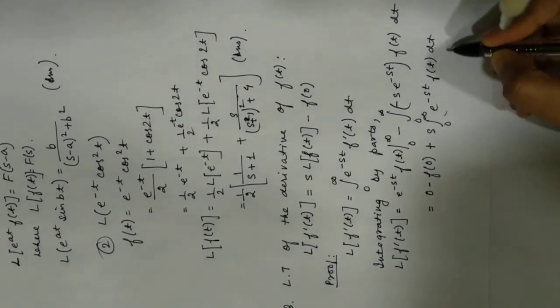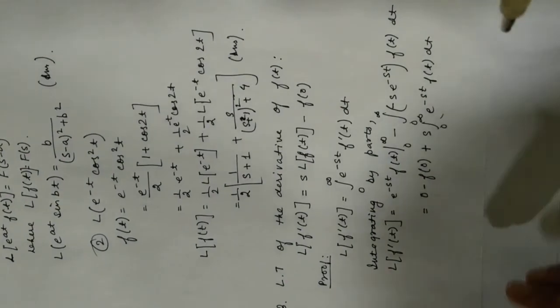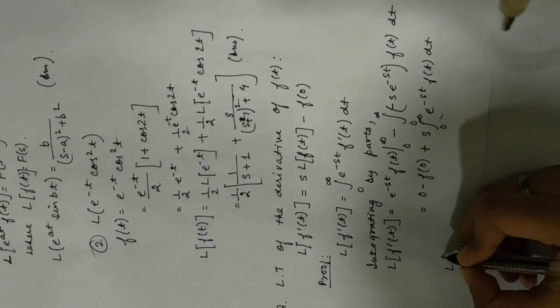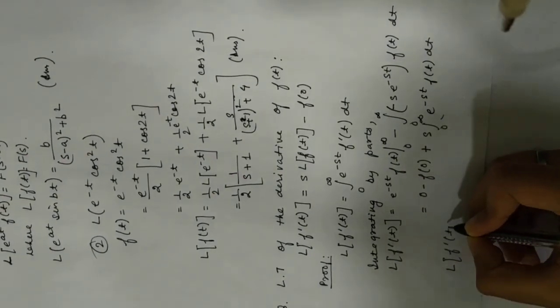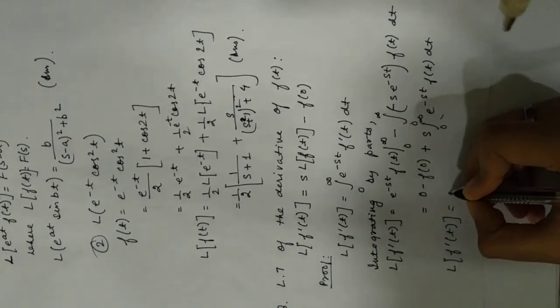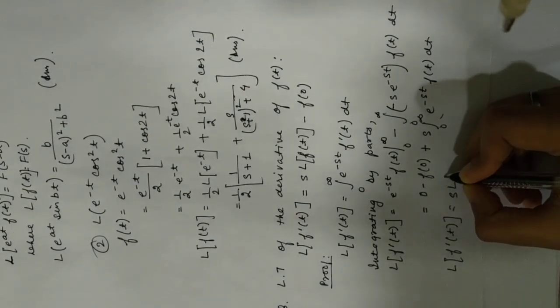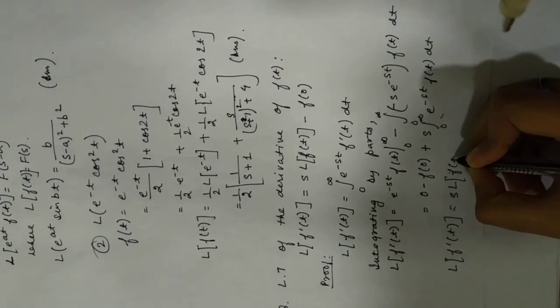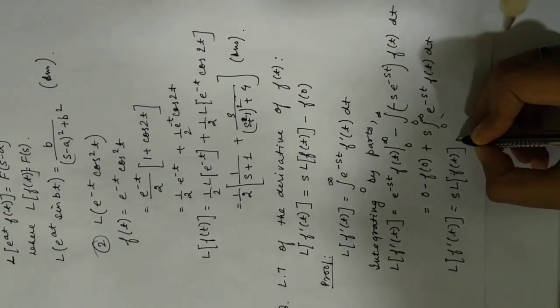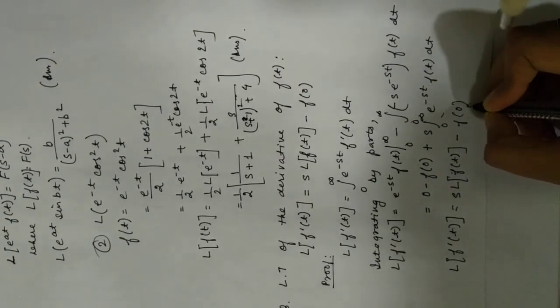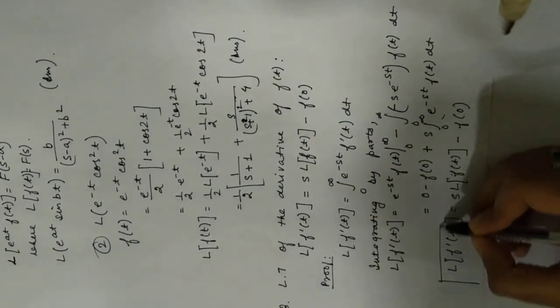So this in turn is again the Laplace transform of f t, so our equation becomes Laplace transform of f prime t is equal to s times Laplace transform of f t minus f0, and we have proved what we wanted to prove.